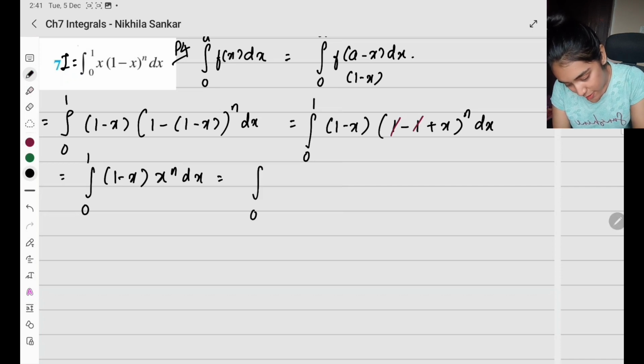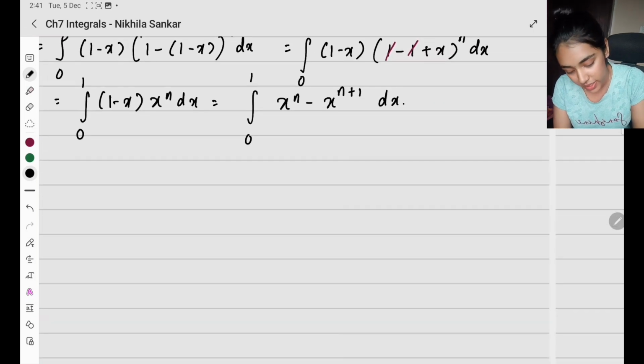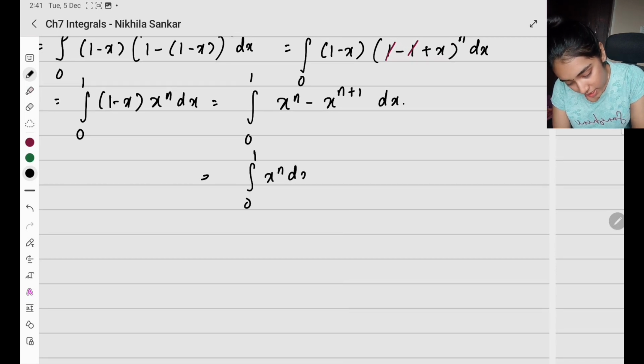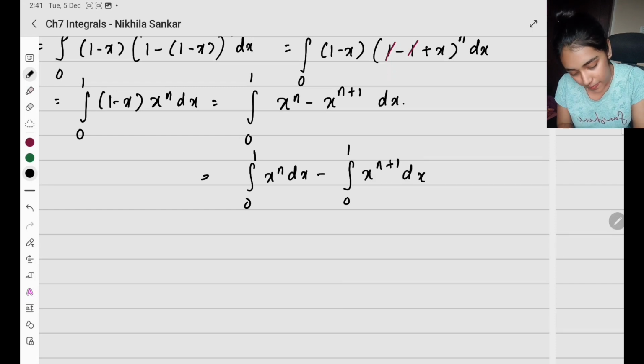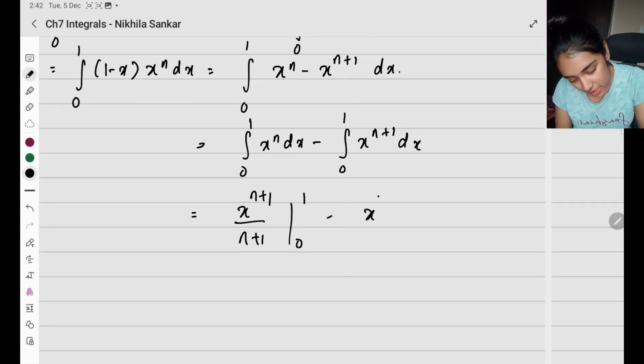So I can multiply the x power n inside. I have x power n minus x power n plus 1 times dx. The integral has become much simpler. So when I integrate, integral 0 to 1 x power n dx minus integral 0 to 1 x power n plus 1 dx. So this is going to be x power n plus 1 from 0 to 1 minus x power n plus 1 plus 1 from 0 to 1.